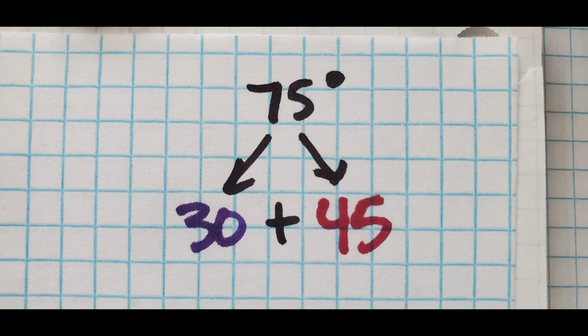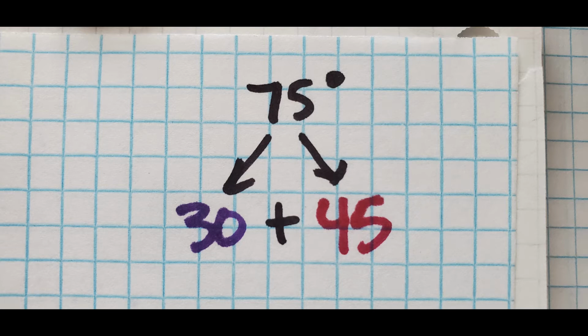Now, some angles will not come from the unit circle. So if this was like 76 degrees, there's no two angles on the unit circle that we use a lot that are going to add up to 76. So you can't do this for everything, but the ones that they're going to give you are always going to be angles that you can either add or subtract from the unit circle. So 30 and 45 are what we're going to use for this.